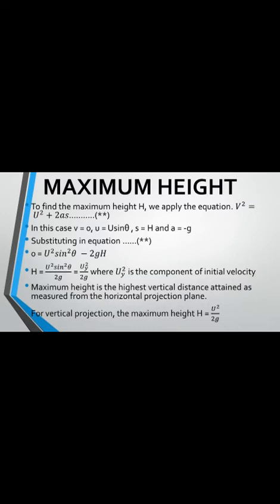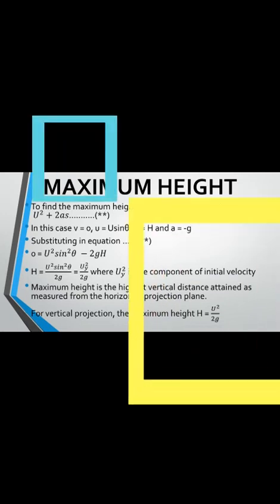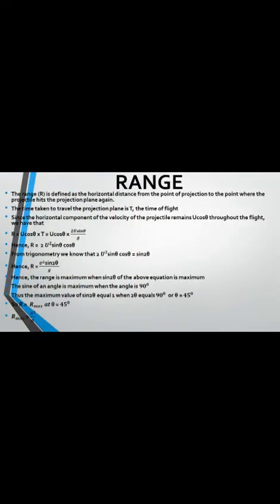Then finally, we have the range. Now, the range is a term that describes the horizontal distance from the point of projection to the point where the projectile hits the projection plane again. So if I throw a stone from my position, the distance from the point of projection to the point where that stone lands on the projection plane again is referred to as the horizontal range.